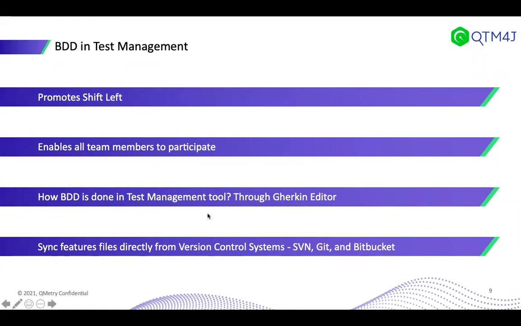How is BDD done in a test management tool? Certainly through the Gherkin editor. And how would you ideally sync your features directly from a version control tool? To explain this, I'll redirect to the slide next to this one, which will explain how deeply all the stakeholders are involved, starting from your business analyst ideating on a business user story, to a development team member translating that into code, to an automation engineer who will actually be automating this at a later stage in terms of test assets and iteratively executing this to bring in end-to-end coverage.